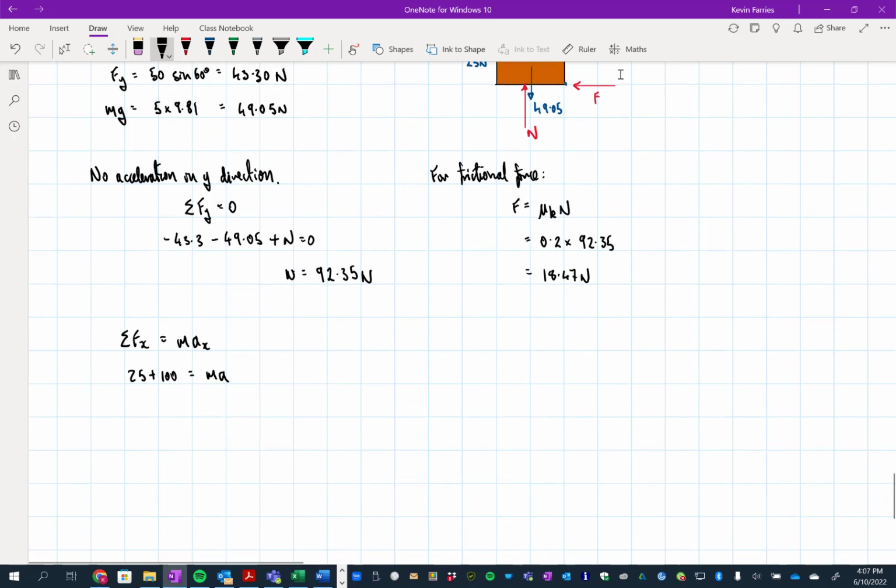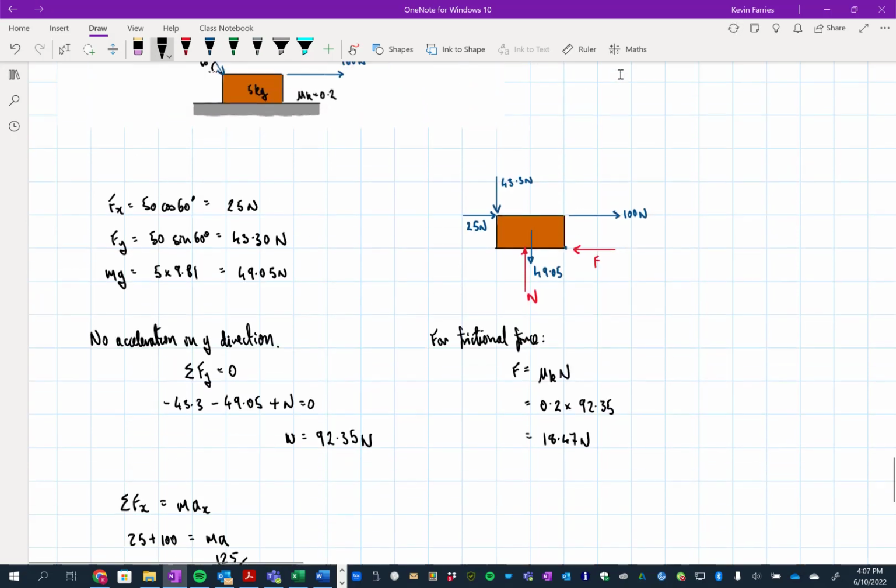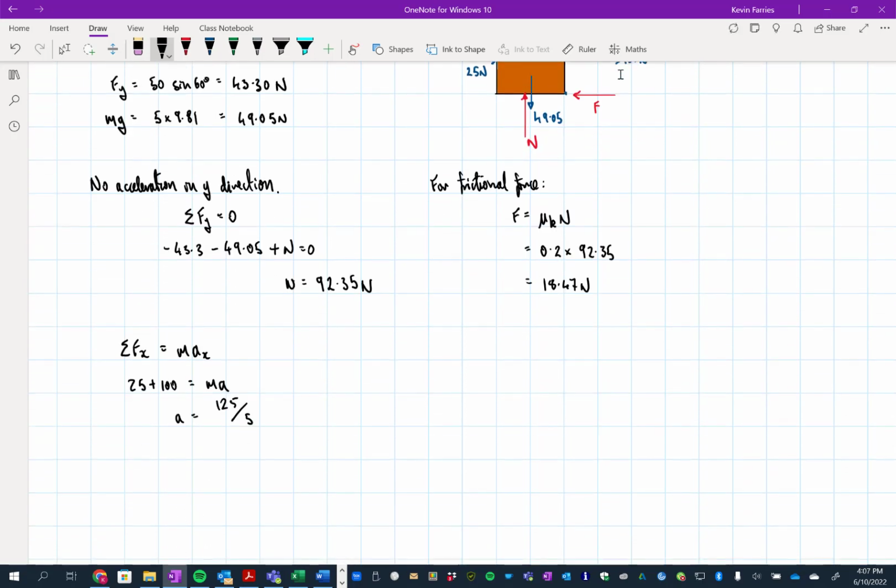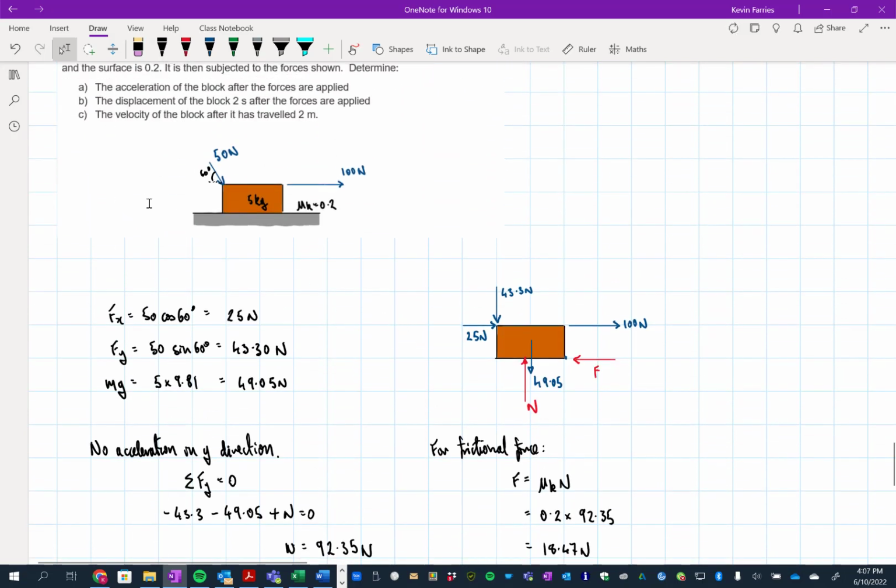So we've got newtons here, so we have to do the mass in kilograms. So therefore, a is equal to 125 divided by the mass, which was 5 kilograms, which I think is 25 meters per second. This thing is going fast. Let me just double check that. 125 divided by 5 is 25 meters per second. And so that's the answer to the first question.